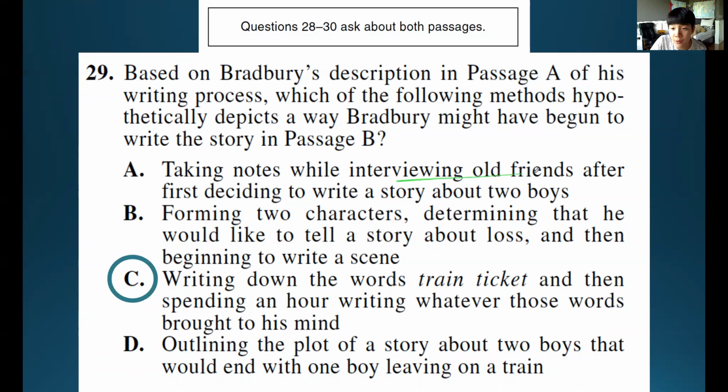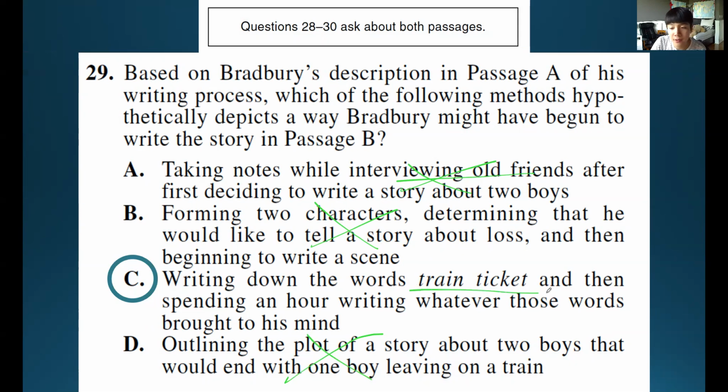Taking notes while interviewing old friends? No, it never says he interviewed old friends. Forming two characters? Never said he formed characters first. Outlining the plot of a story? Does he outline the plot of a story first? It's a word association method, not a plot association method.